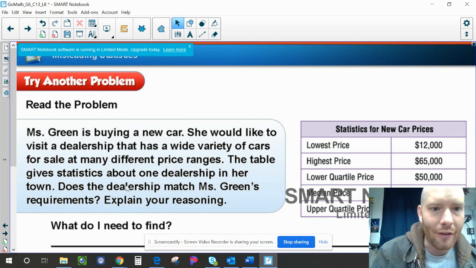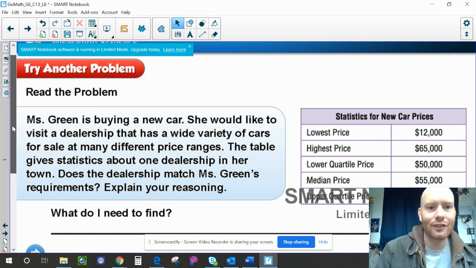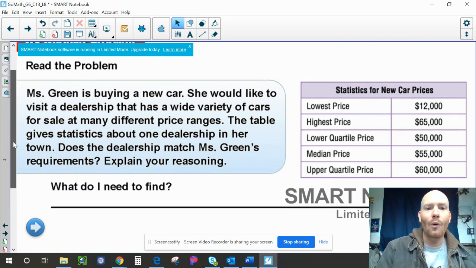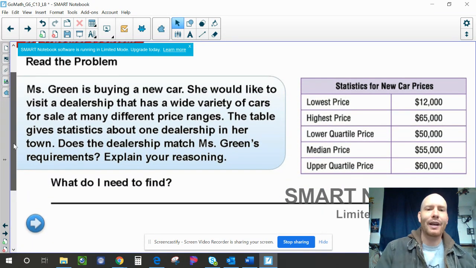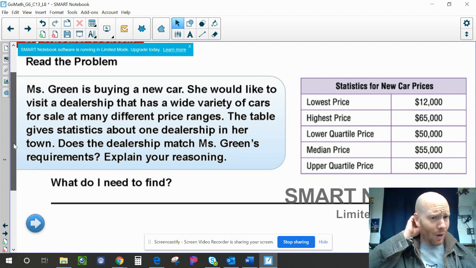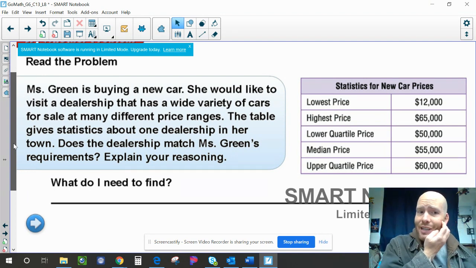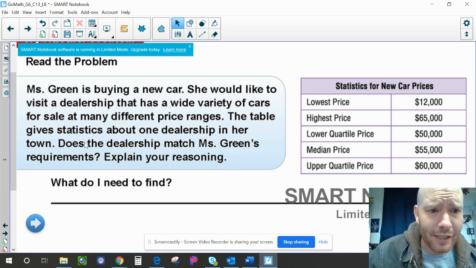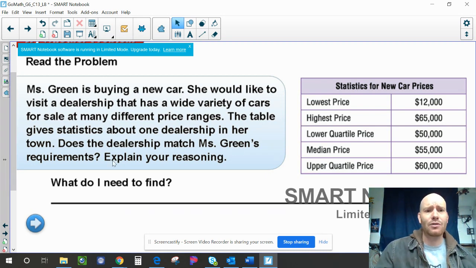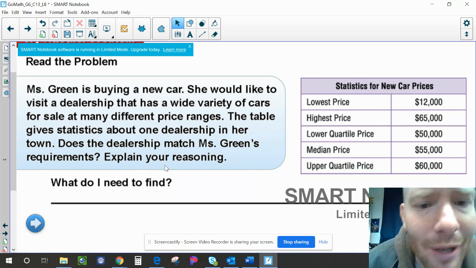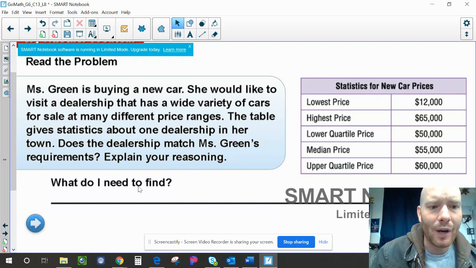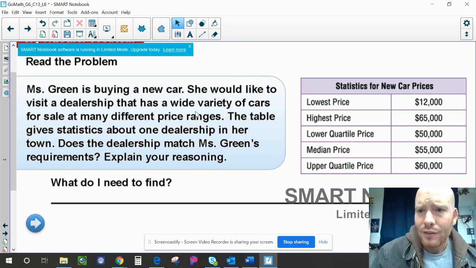Okay, let's look at another one. Here we have Miss Green, and just like you, when you're 16 or older someday, you'll be buying a car. She would like to visit a dealership that has a wide variety of cars for sale at different prices. The table gives statistics about one dealership in her town. Does the dealership match Miss Green's requirement? Explain your reasoning. So what is her requirement? What do I need to find? Well, she wants a wide variety of cars at different prices.